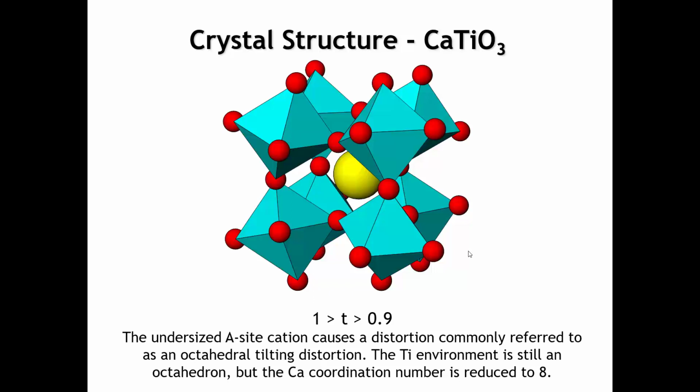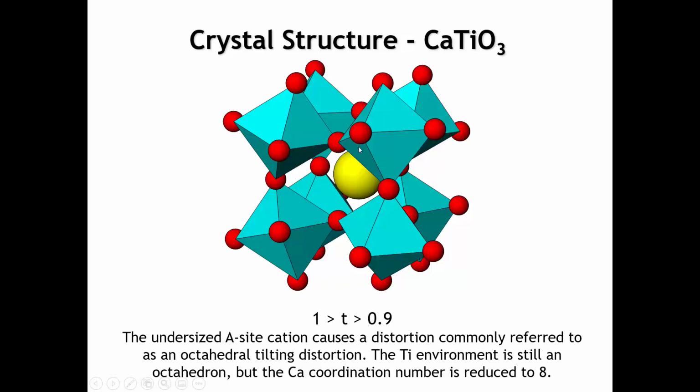What happens when the tolerance factor gets smaller than 1? In that case, it's like the large A cation is sort of rattling around. It's not close enough to touch all of its neighbors. So what happens then is we get a distortion that's called an octahedral tilting distortion. The octahedra tilt in a manner that I've shown here.